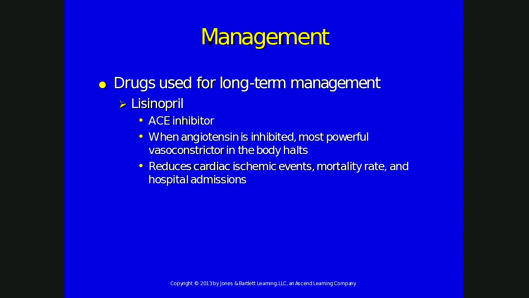Remember, we're going to talk again about ACE inhibitors. Lisinopril is one of those common ACE inhibitors that you're going to see in the field. When angiotensin is inhibited, which by the way is the most powerful vasoconstrictor in the body, even more powerful than norepinephrine, and that's important for you to know, when angiotensin is inhibited, the most powerful vasoconstrictor in the body halts. It comes to a screeching halt. So your patient then is going to present with a decrease in blood pressure, and they're going to have an increase in urine output.